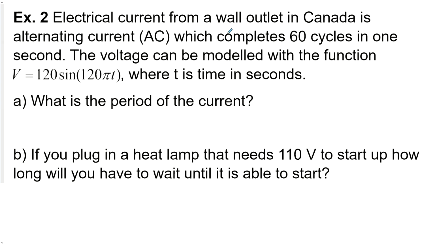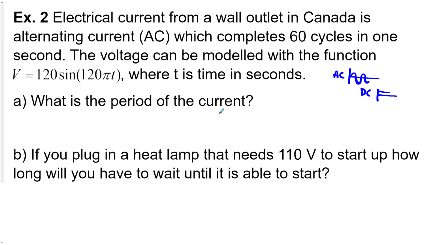Electrical current from a wall outlet in Canada is alternating current, which completes 60 cycles in 1 second. Now, alternating current is where the current is pushed and pulled, which changes direction. Direct current, like you'd get from a battery, is just a constant supply of energy. The voltage can be modeled with this function, where t is time in seconds.